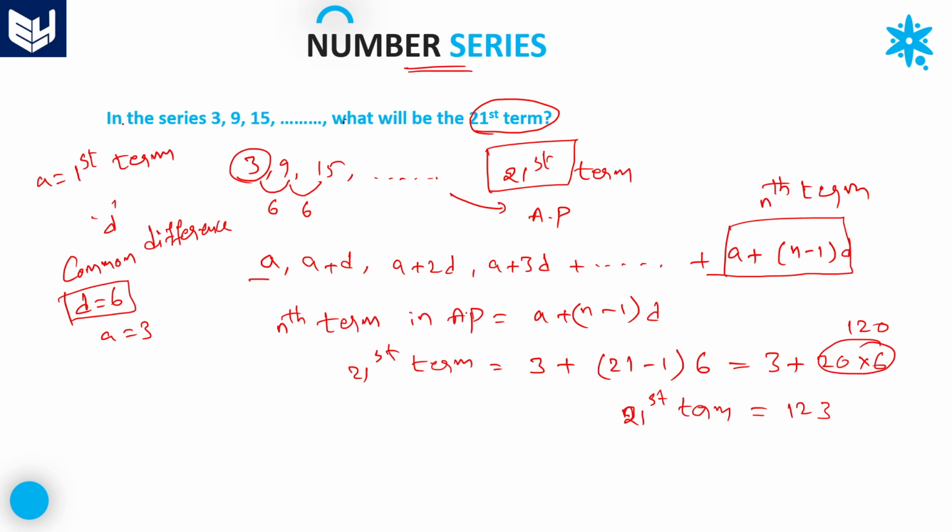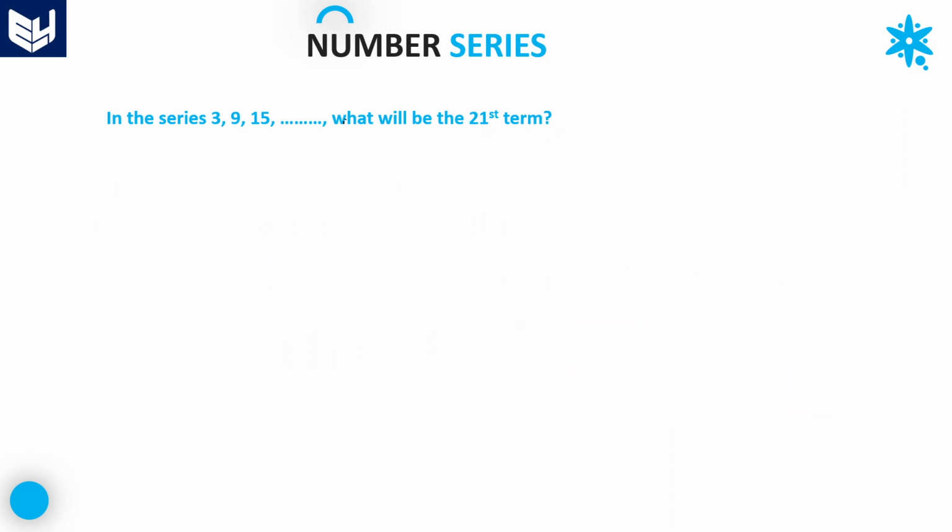Guys, again I am telling, whenever the gap between two consecutive numbers is the same, then we can say that particular series is in arithmetic progression. According to arithmetic progression, the nth term in AP is equal to A plus n minus 1 into D.